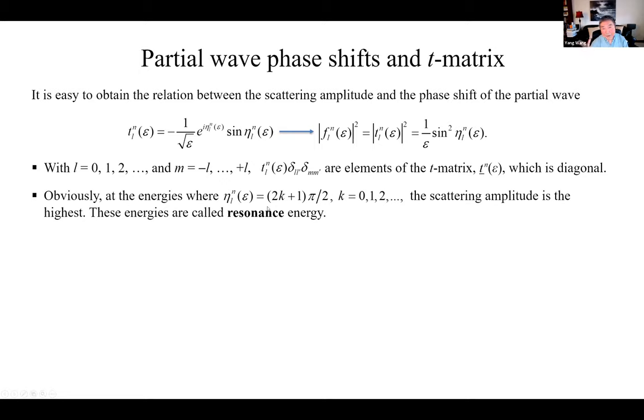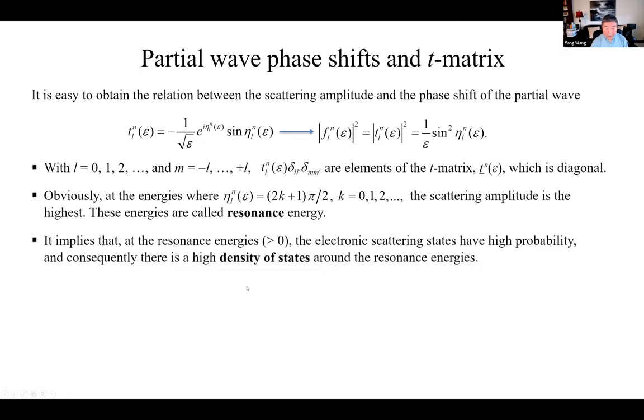But an interesting feature of this scattering amplitude is that when eta is equal to pi over two, or odd multiples of pi over two, it has a maximum value. So the amplitude is the highest. When, for certain given energies, these relations are satisfied, we call this energy a resonance energy. This implies that at resonance energy, the electronic scattering states have high probability, and it turns out it will form a high density of states around the resonance energy.